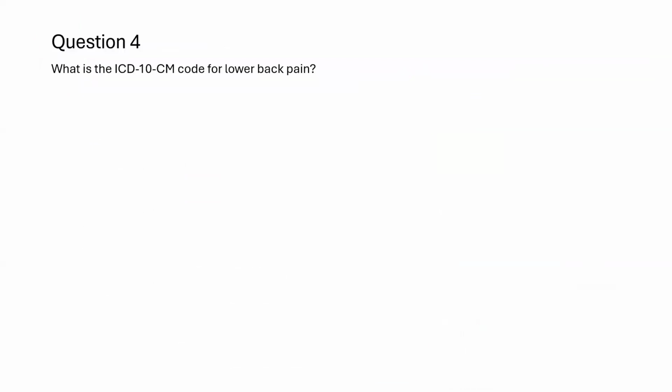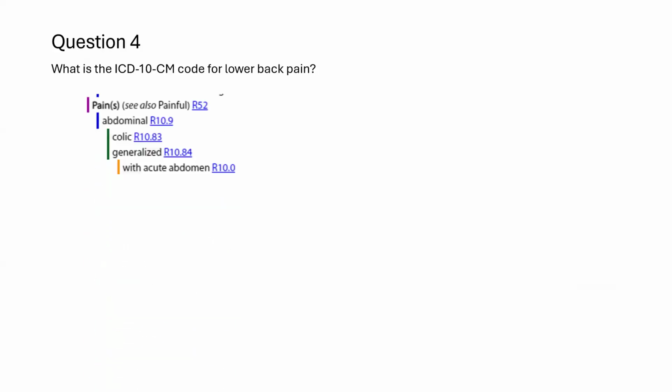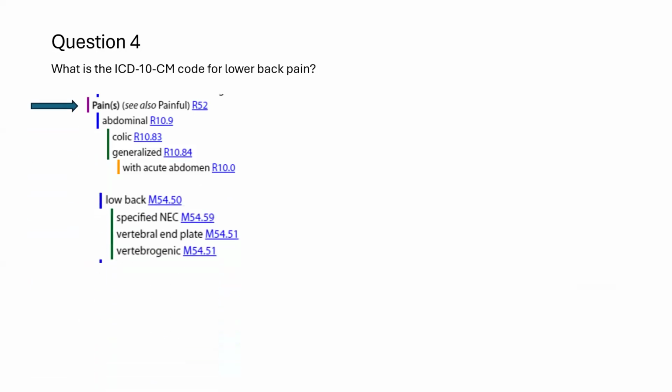Question 4. Let's revisit this question, but instead of unspecified back pain, let's say the chart note reads the patient has lower back pain. In the ICD-10 alphabetic index, look for pain. We would then further search for low back pain, which directs us to M54.5, which we would then verify in the tabular list. As you can see from the entry, if the patient had been diagnosed with low back pain due to vertebral endplate issues, we would use a different code.